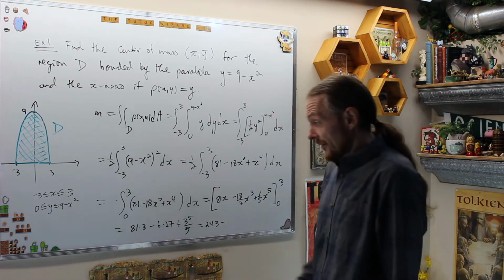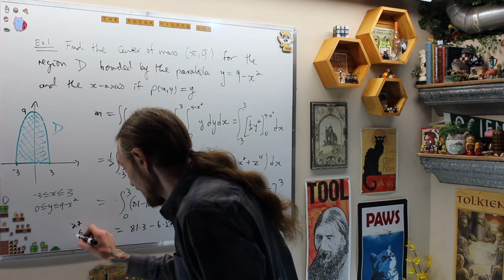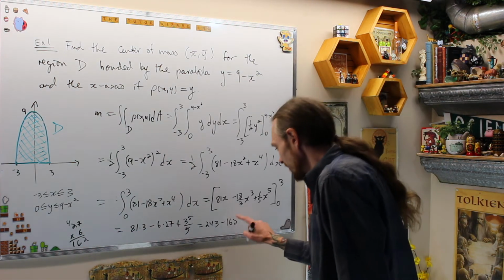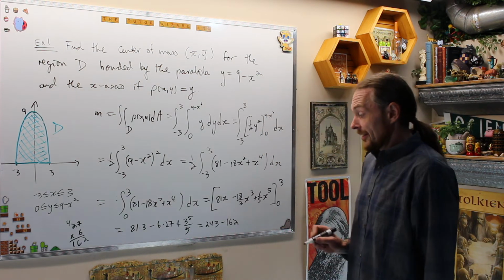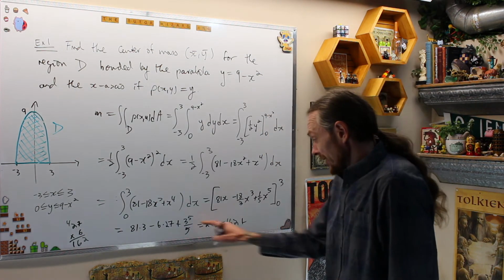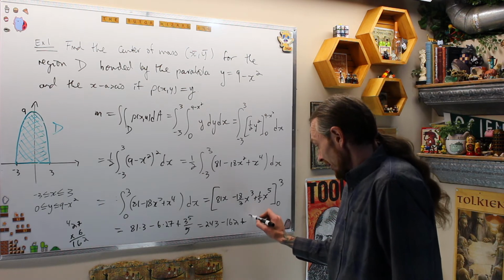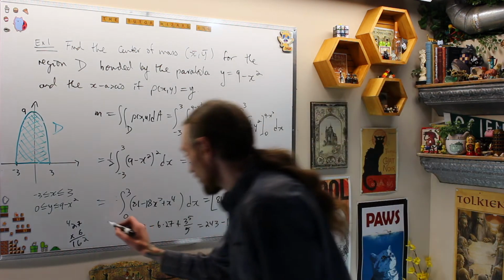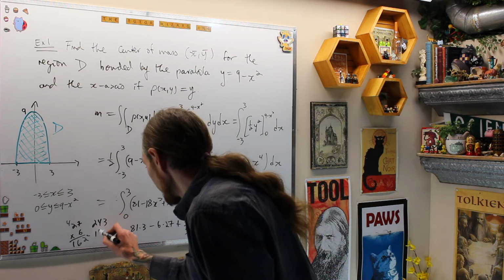-6 times 27. I don't know. If you don't know, you don't need a calculator. No, you don't. 162. And then what did I get? Plus this one is some kind of other hot mess. 243 again over 5. Great, now I have to subtract those. How do I subtract those? 243 minus 162.